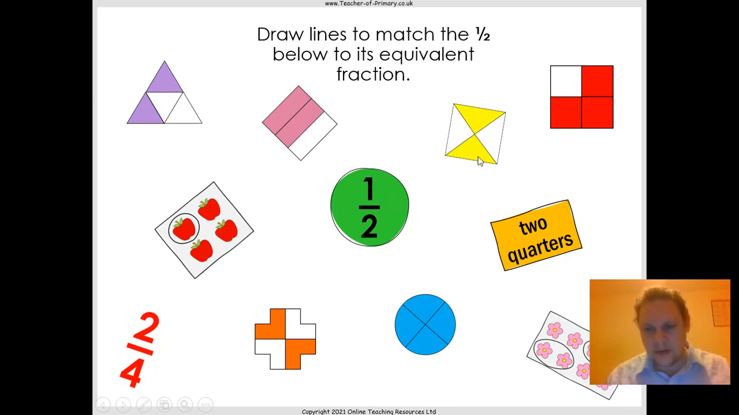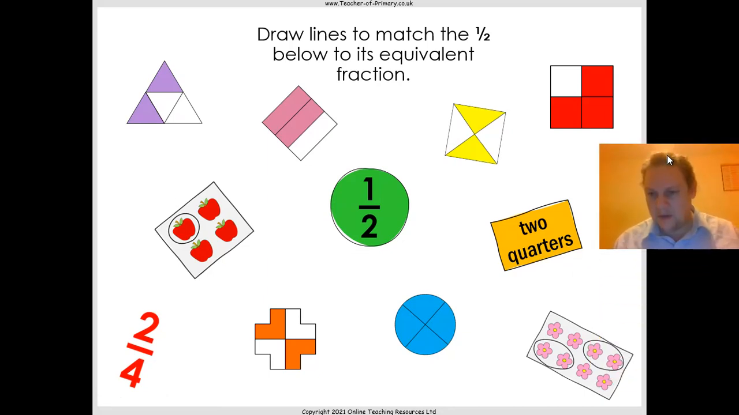2/4, as we know, is the same as a half, so that's one that we're looking for that's equivalent to a half as well. We've got 2/4 written here. We know that 2/4 is the same as a half, so we'll have that one. Yep, that's part of what we're looking for.